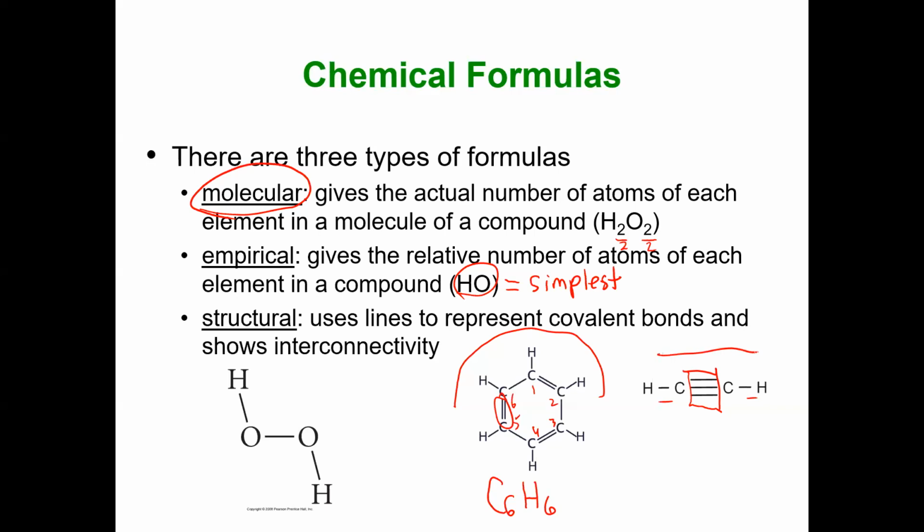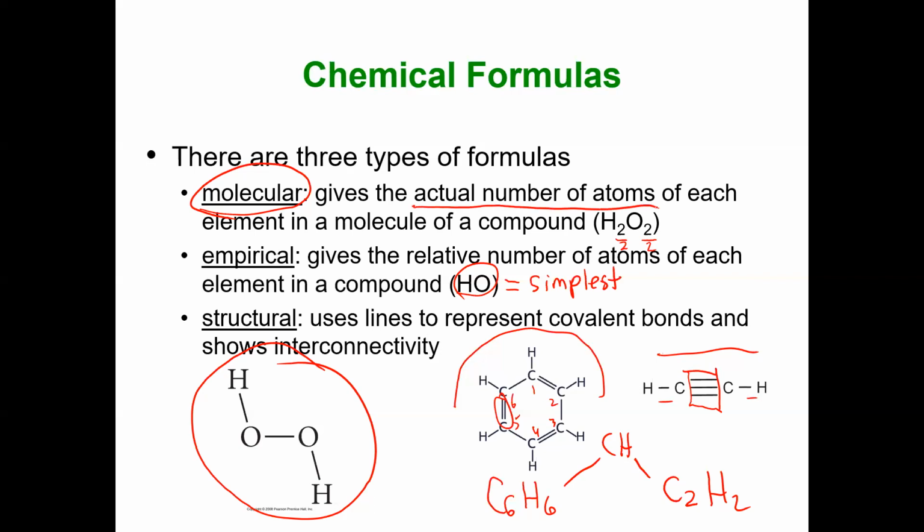So for this ethine, there's how many carbons? 2 carbons, and there's 2 hydrogens, right? Here's what's interesting. Both benzene and ethine have the same empirical formula, CH. They have a 1-to-1 ratio of carbons to hydrogen, just like the hydrogen peroxide does for hydrogen and oxygen. But because it's a molecule, we want to represent the actual number of atoms, okay?